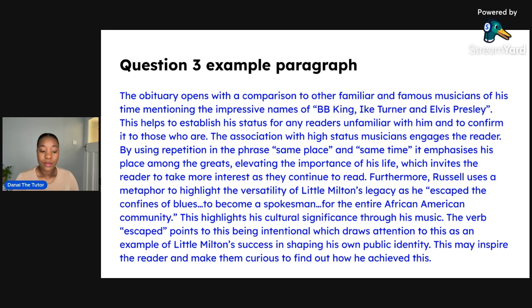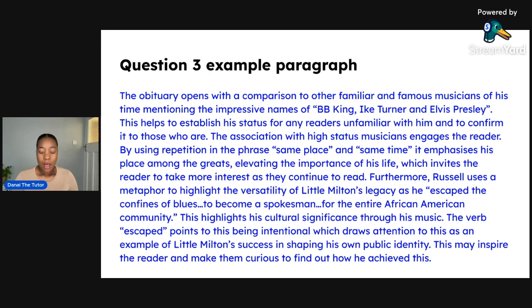Furthermore, Russell uses a metaphor to highlight the versatility of Milton's legacy as he escaped the confines of blues to become a spokesman for the entire African American community. This highlights his cultural significance through his music. The verb "escaped" points to this being intentional, which draws attention to this as an example of Milton's success in shaping his own public identity. This may inspire the reader and make them curious to find out how he achieved this.